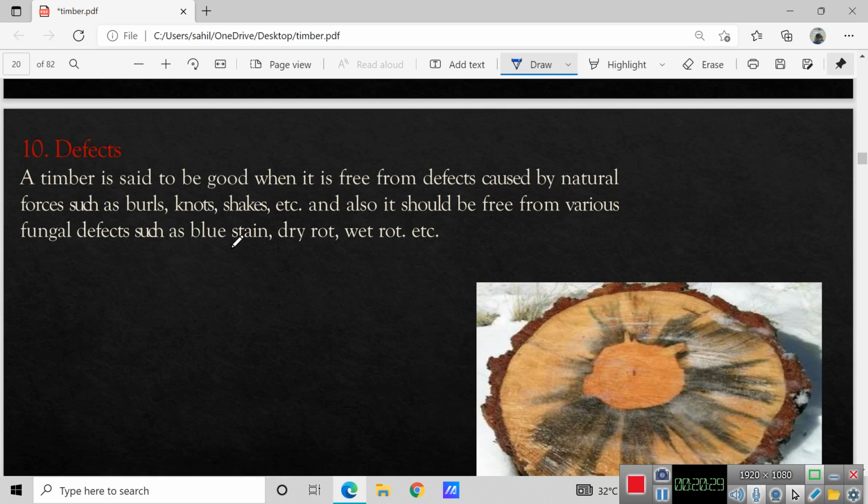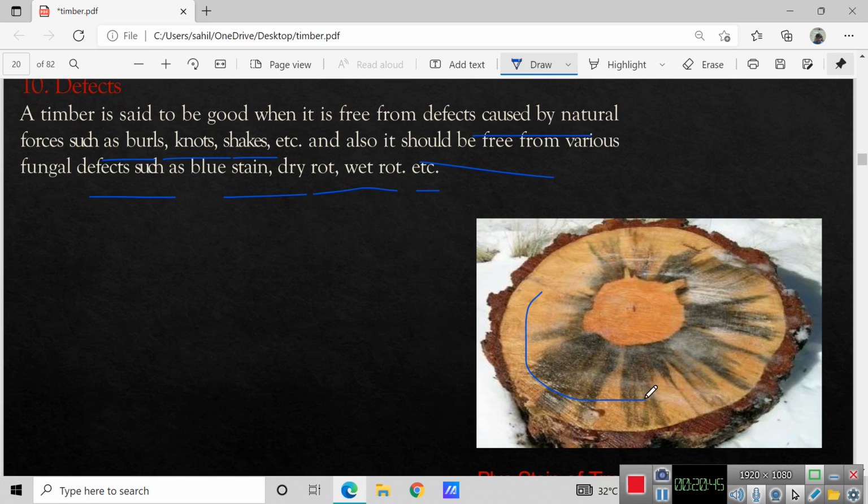Now defects. A timber is said to be good when it is free from any kind of defects caused by natural forces such as burrs, knots, shakes, etc. And also it should be free from various fungal defects such as blue stain, dry rot, wet rot, etc. Here is a wood. You can see here are some defects. We will learn about defects in further slides. But for now you can see this is a wood which is not regular in color and shape. So it can be easily identified that there is some problem in this wood and it cannot be used for ideal furniture work or any kind of wood processing work.